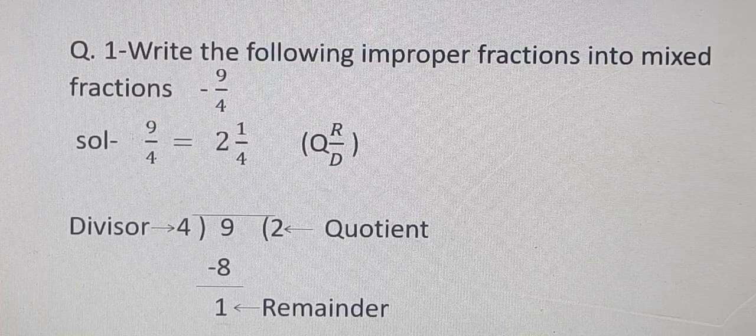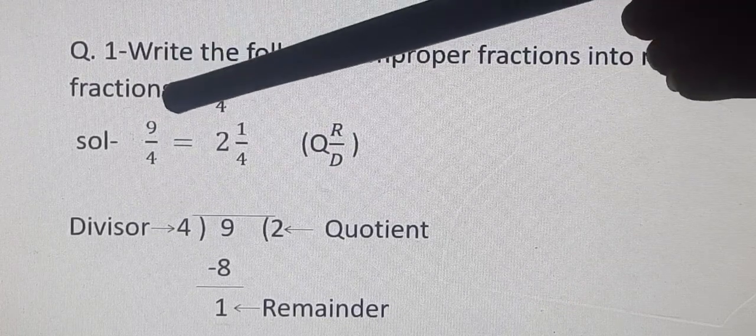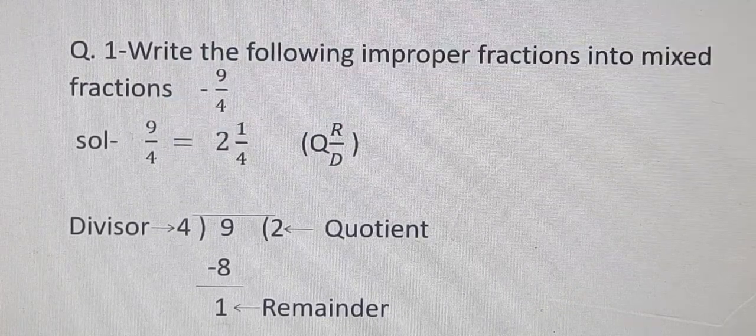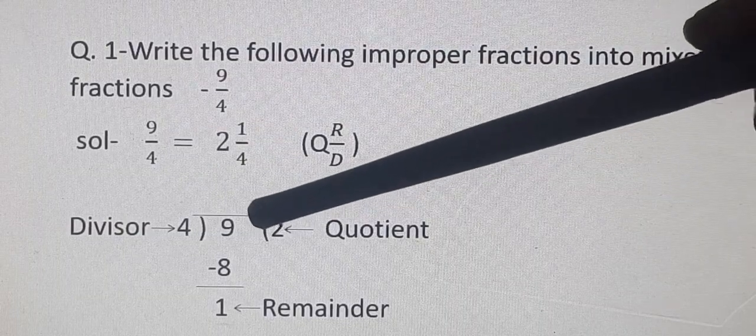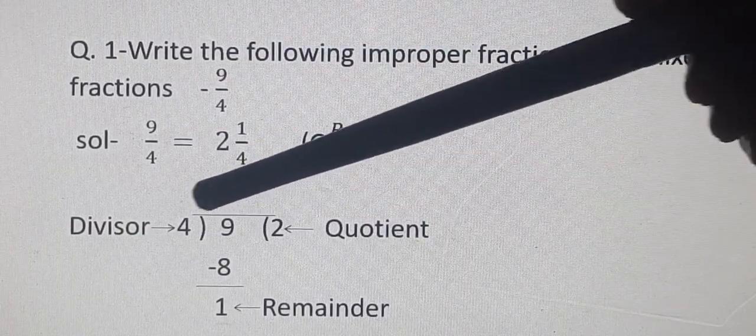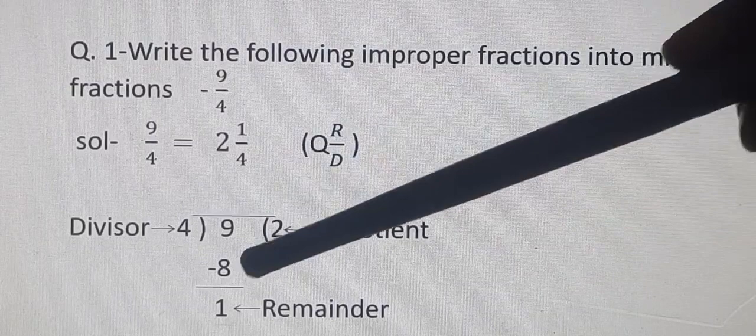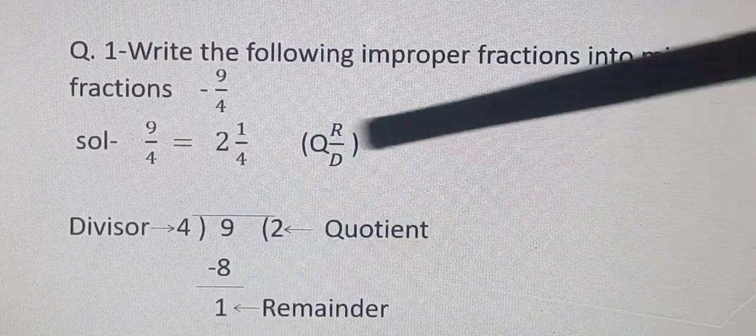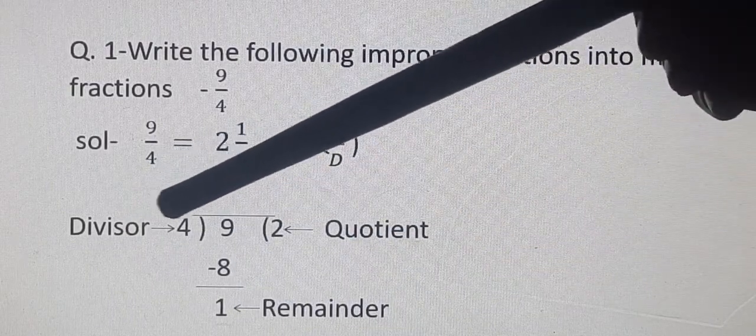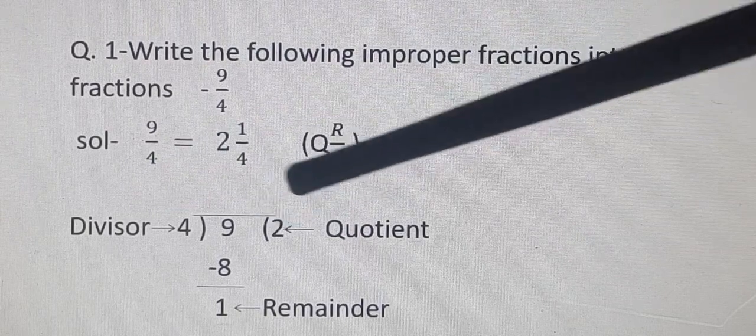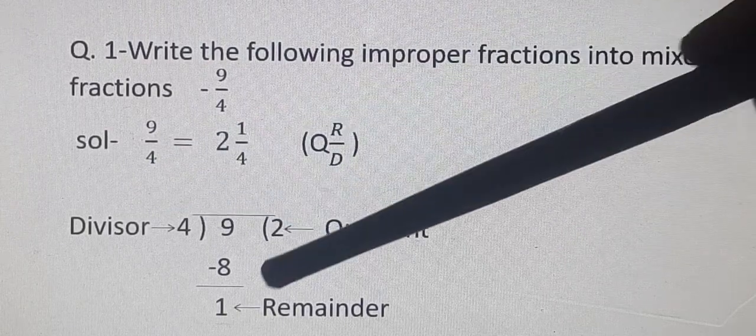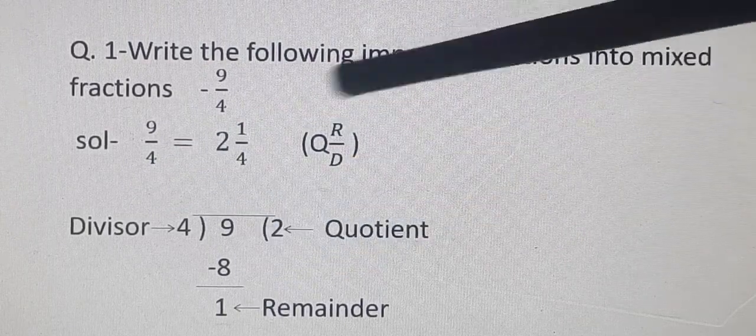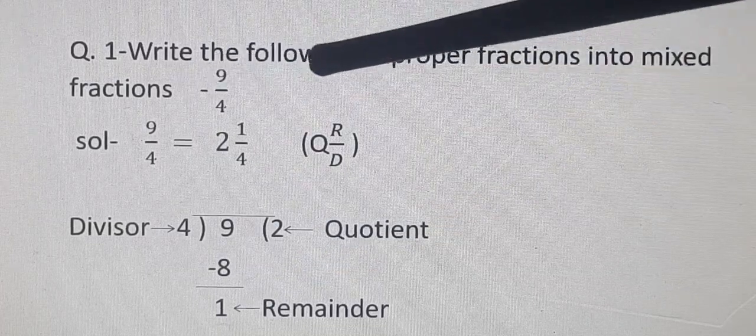9 upon 4. It is improper as numerator is greater than denominator. So 9 is dividend, 4 is divisor. 4 twos are 8. 9 minus 8, 1. Now we have got here divisor 4, quotient 2, dividend 9 and remainder 1. So we have to write it in the mixed fraction form.